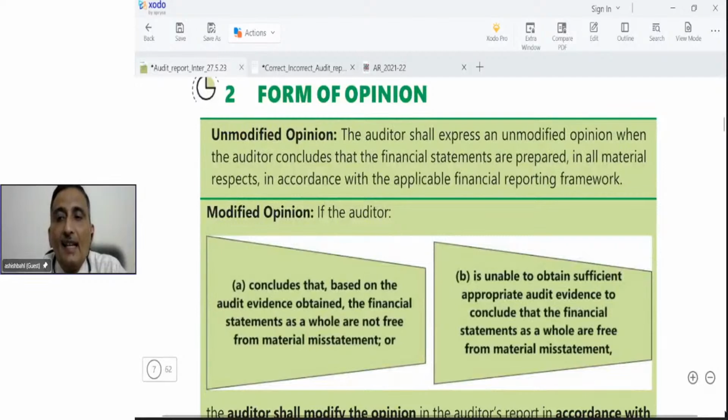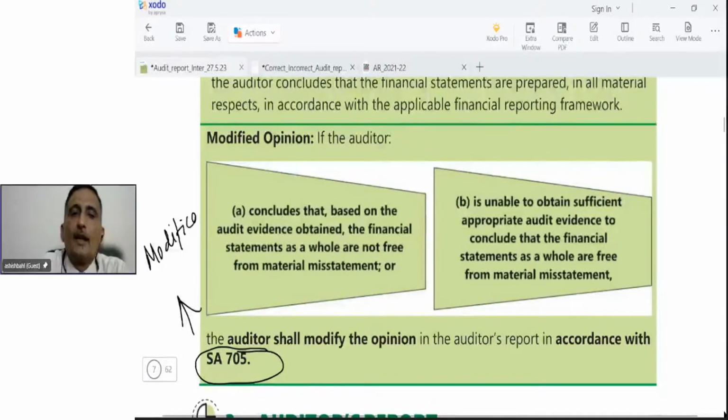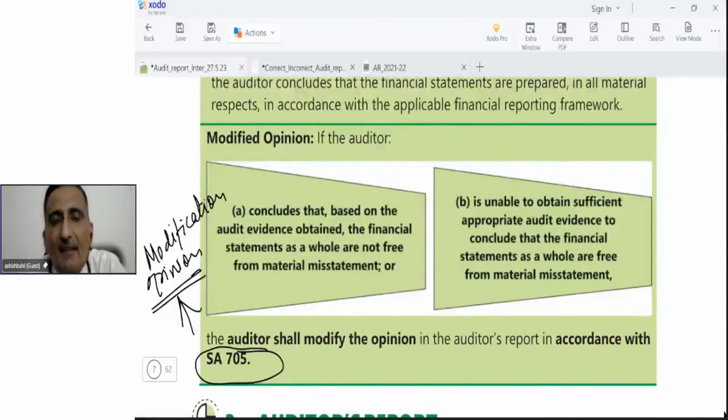So which SA deals with modification of opinion? SA 705 deals with the modification of opinion. Now, in what circumstances is a qualified opinion to be given? In what circumstances is an adverse opinion to be given, like I have given you an example? And where is a disclaimer of opinion to be given? These are all dealt with in SA 705, which we shall be doing on Tuesday. For the time being, you have to understand this much. So clear, guys, unmodified opinion and modified opinion?